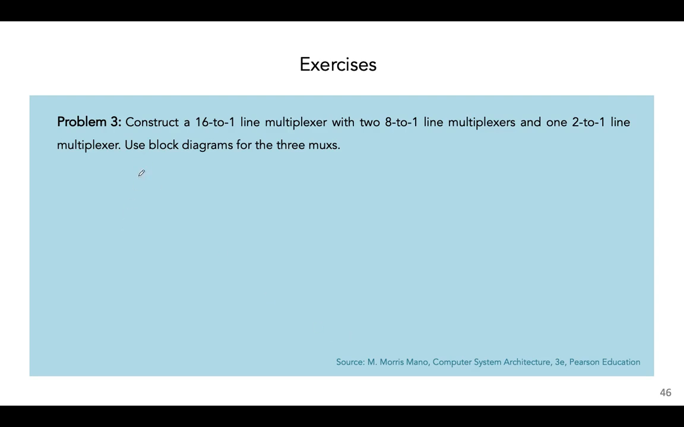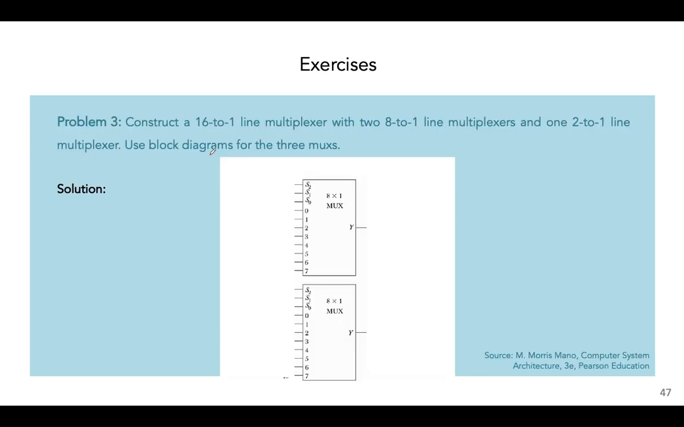Problem 3. So we are required to construct a 16 to 1 line multiplexer with two 8 to 1 line multiplexers and one 2 to 1 line multiplexer. So we are also required to use block diagrams for the three multiplexers. So this will make our task easier. Instead of using logic circuits, we are just supposed to use block diagrams. So let's see how we can do this.